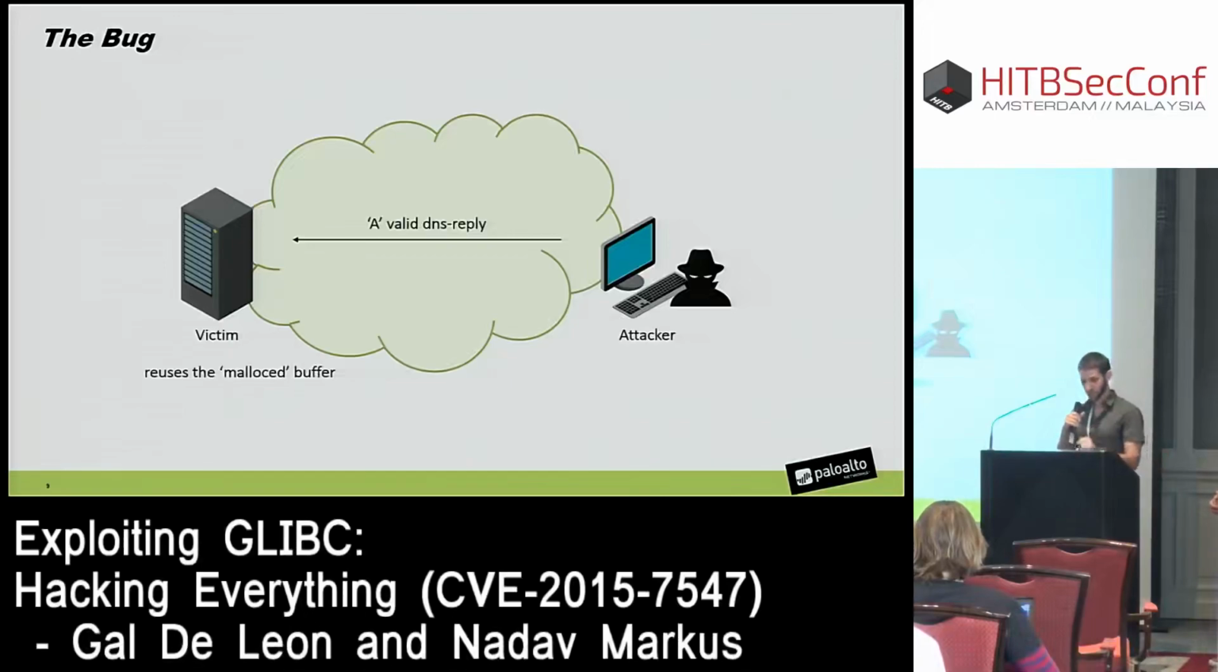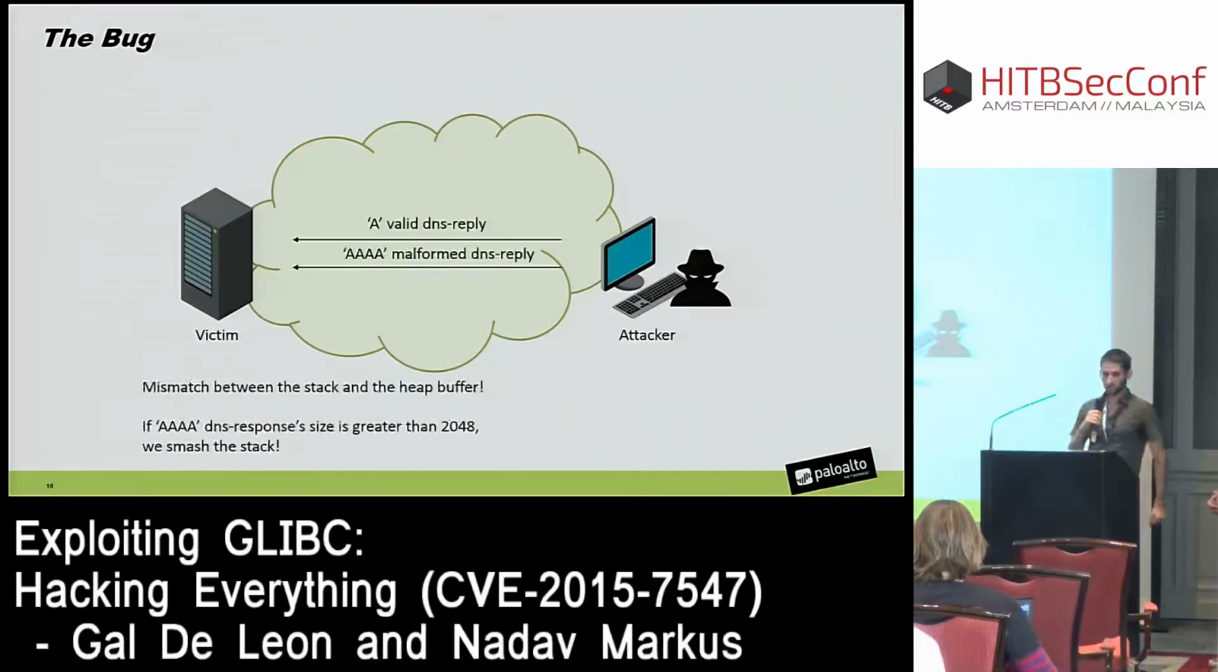And now, here comes the stack smash. The quadruple A record is malformed. It is way too large to fit in the 2048 bytes. So we have this classic stack overflow or stack smashing attack. You might ask yourself, why is there a vulnerability here? Because we malloc a larger buffer.